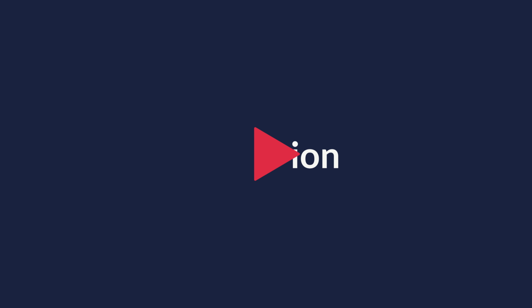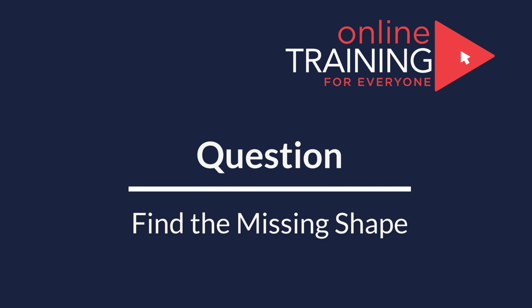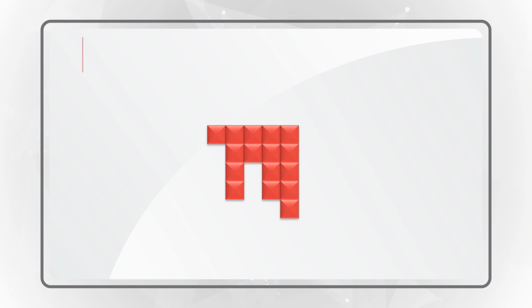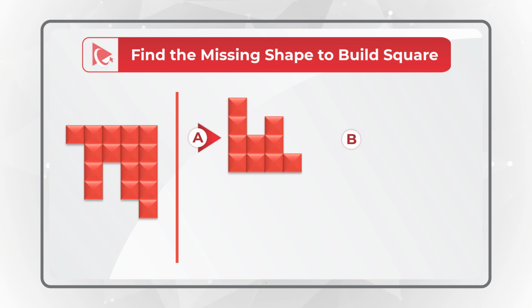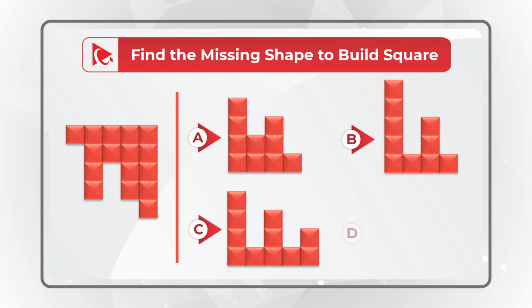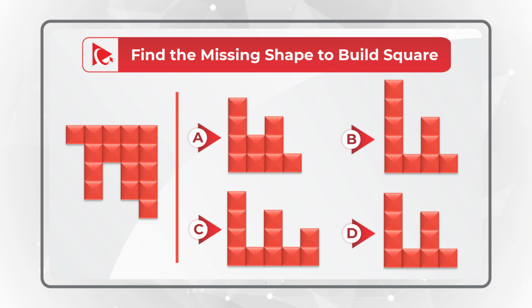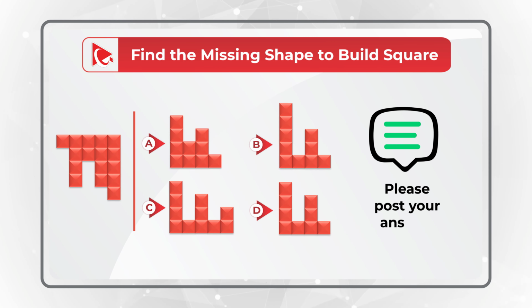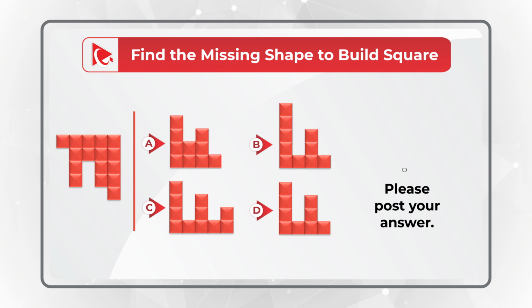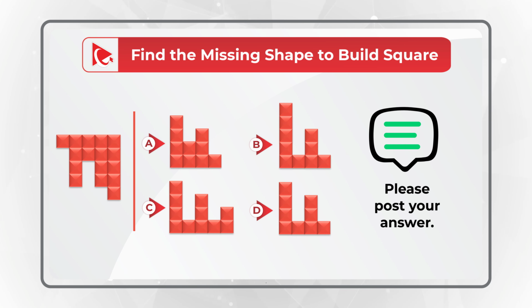And now here's the question for you to test your skills. You need to find the missing shape to build a square. You have 4 different choices. Choices A, B, C, and D. Do you see the correct answer? Give yourself a little bit of time, and when you're ready, please make sure to post your answer in comments. This would allow me to give you my feedback. Thanks for participating and good luck.